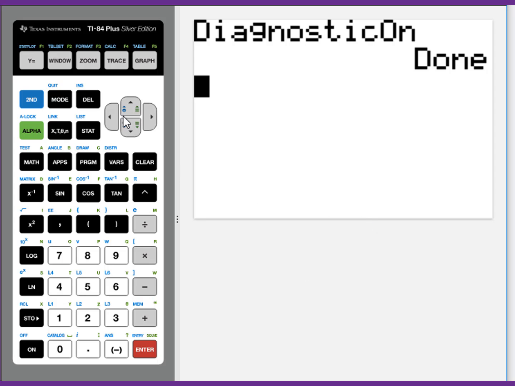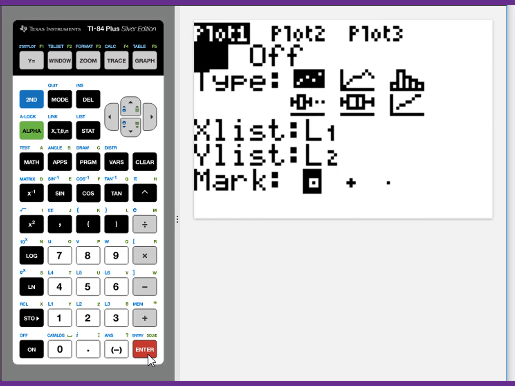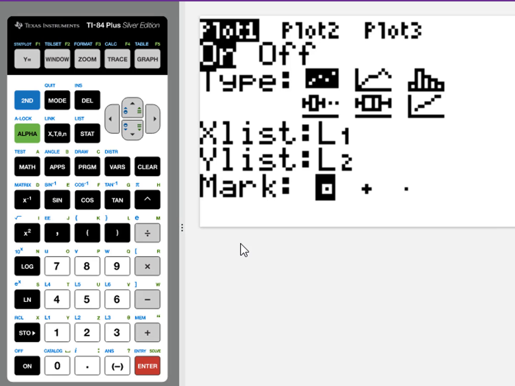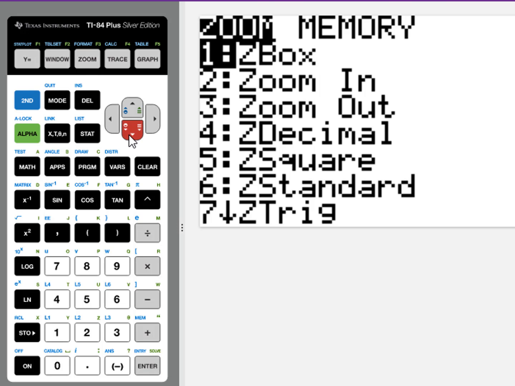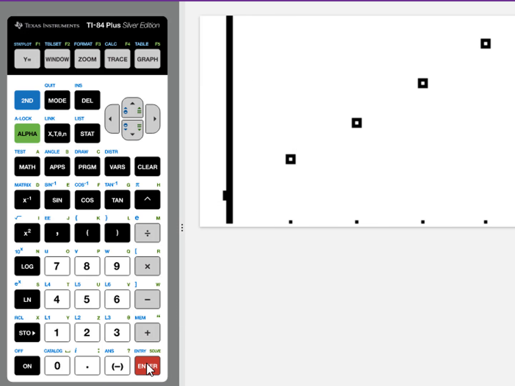Therefore, let's go to second Y. You will put plot 1 on. So I press enter. You don't have to change anything for this part. Then you need to set up the window. We go to zoom, then go to 9. That's zoom stat. I press enter. So you can see the data shown on that window.